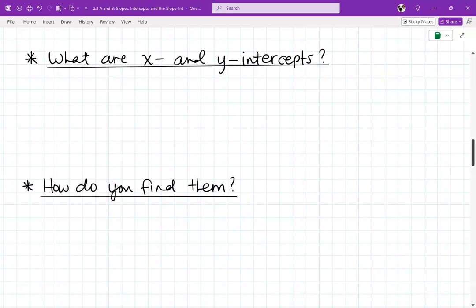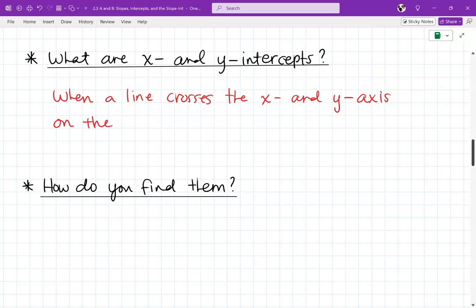So what are x and y intercepts? That's when a line crosses the x and the y axis. Okay? So this is when a line crosses the x and y axis on the coordinate plane. Okay, the coordinate plane is the graph, right? X and y axis.